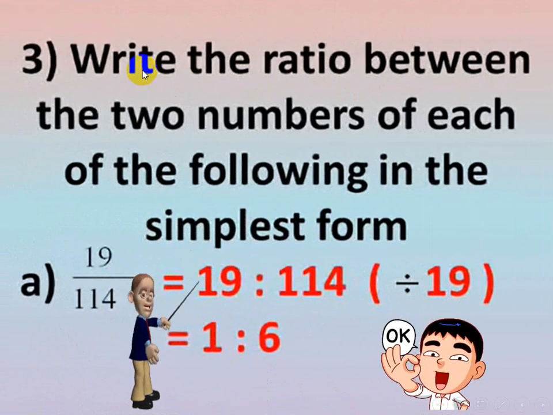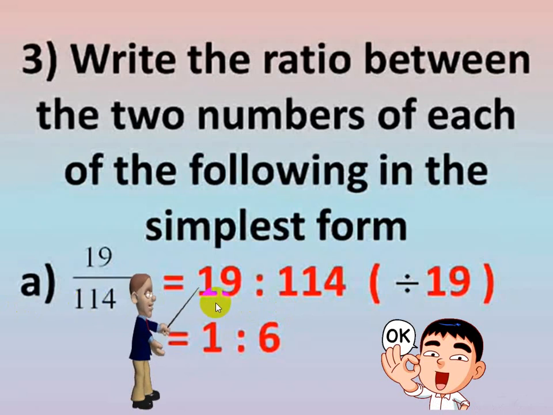Question 3. Write the ratio between the two numbers of each of the following in the simplest form. Number A, 19 over 114. You will write it as a ratio or a fraction, 19 to 114. 19 is a prime number. Observe that 19 is a prime number, so it will divide by itself. You will divide them by 19 because 19 is a prime number only divisible by itself.